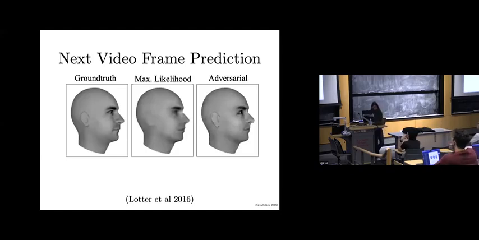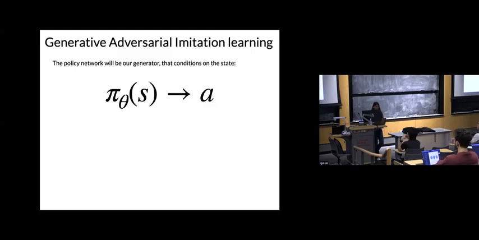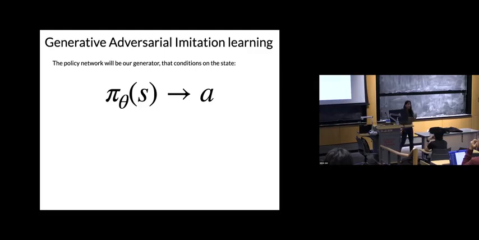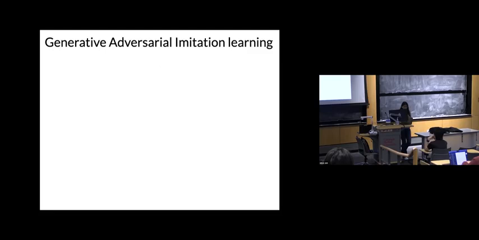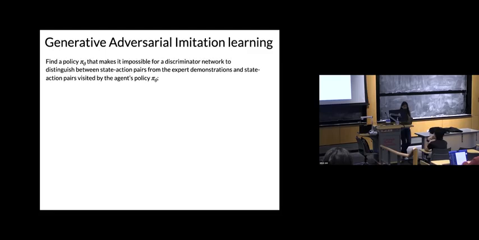But we don't need to worry about that. We need to worry how we can adapt GANs to our policy, to imitation learning. In this case, the generator will not go from random noise to images, it will be our policy. We'll have conditional information, the state, and some random vector, and we'll spit out actions, okay? All right, and our goal would be, we want to find a policy that makes it impossible for the discriminator network to distinguish not between images, but rather between pairs of state and actions.